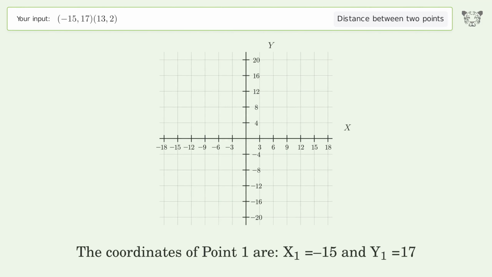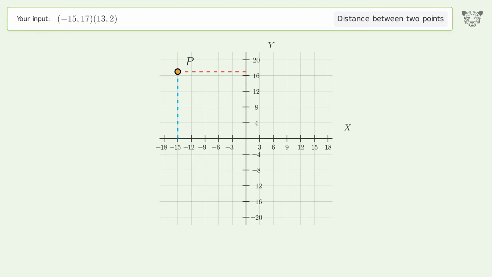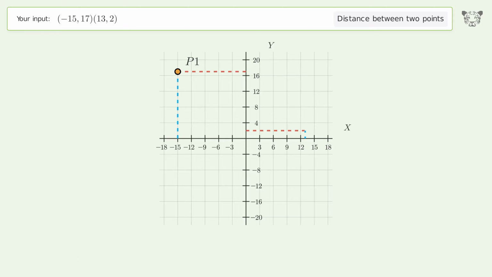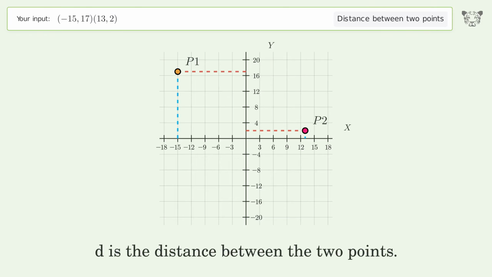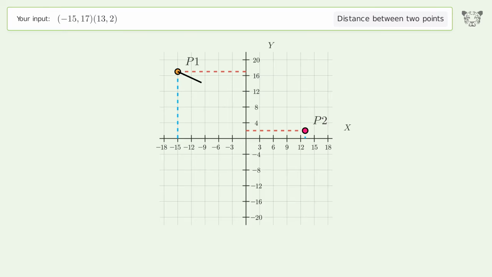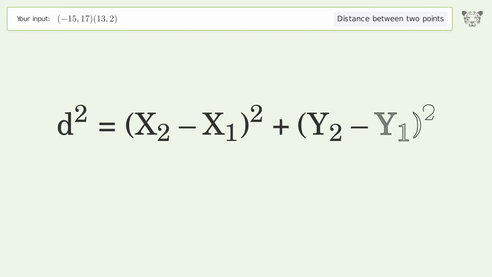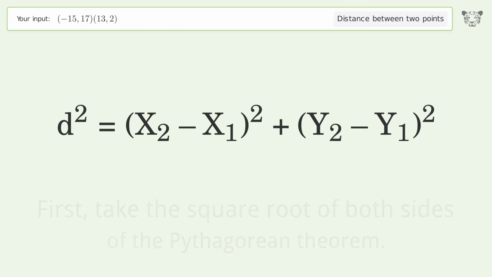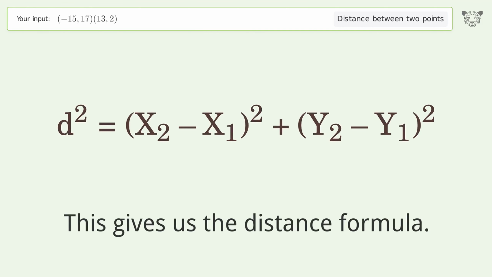The coordinates of point 1 are x1 equals -15 and y1 equals 17. The coordinates of point 2 are x2 equals 13 and y2 equals 2. D is the distance between the 2 points. First, take the square root of both sides of the Pythagorean theorem. This gives us the distance formula.